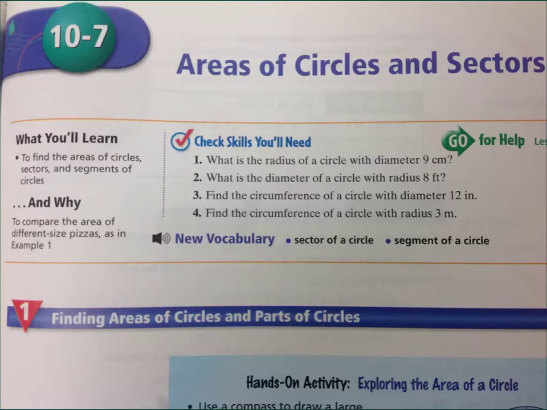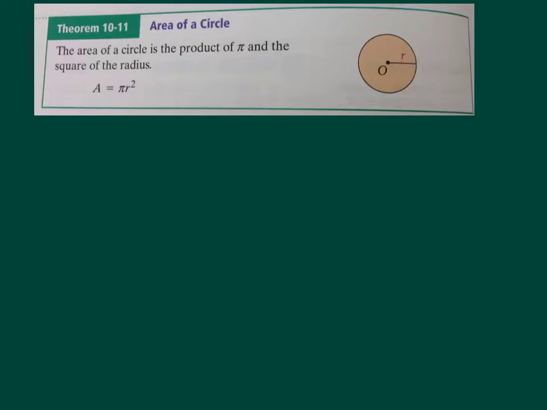In this lesson, we're going to find the areas of circles, sectors, and segments of circles. Area of a circle, pi r squared. We're already supposed to know that. Take the radius, square it, multiply it by pi.